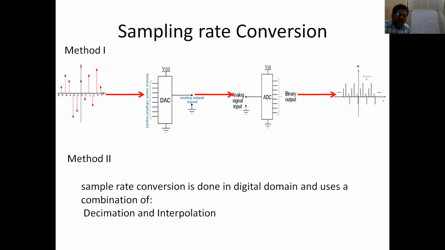Here we have the concept of decimation and interpolation. Now what exactly are decimation and interpolation? Decimation refers to downsampling and interpolation refers to upsampling, right?